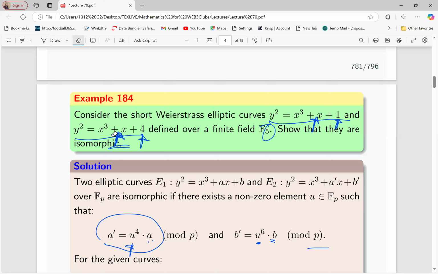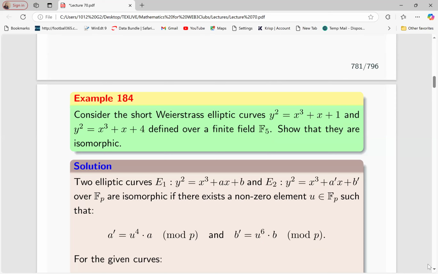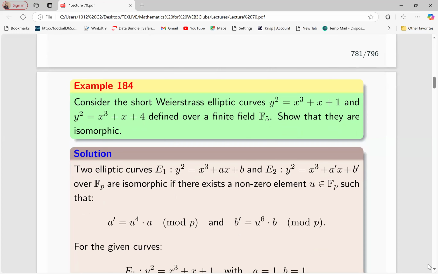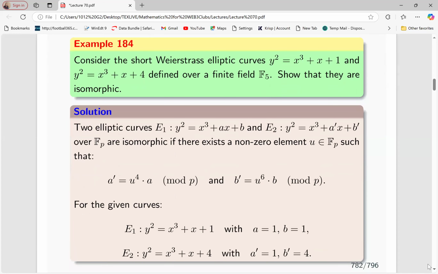Now, if that u exists, then we say that these two curves are isomorphic. But if that u does not exist, then the curves are not isomorphic. Now, one thing you must remember about isomorphism from the definition is that these two curves, since they are isomorphic, have the same number of elements. If curve A has 9 elements, the other one also has 9 elements, and so on, so that every element is mapped once.